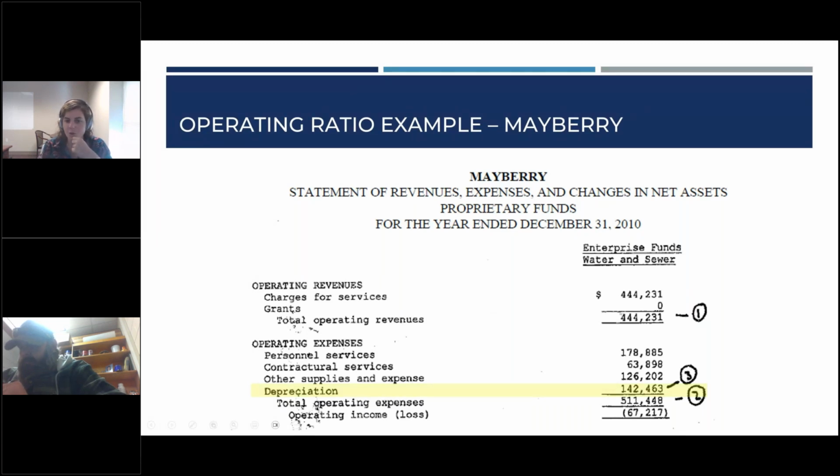Number 1 shows you your total operating revenues, 444,231. That's going to be an important number to write down. I'm going to do it. And then you've got your total operating expenses, which is 511,448. And then you've got your depreciation value, which is 142,463. So again, we're thinking about operating ratio. The important things for us to note are the operating revenues, operating expenses, and then that depreciation value. So that's why those are identified here.